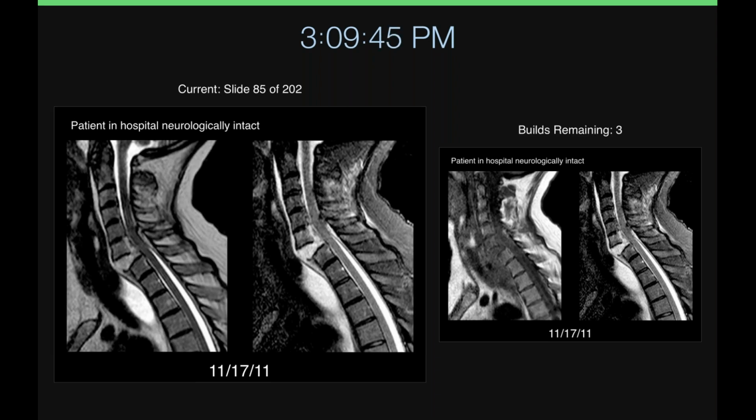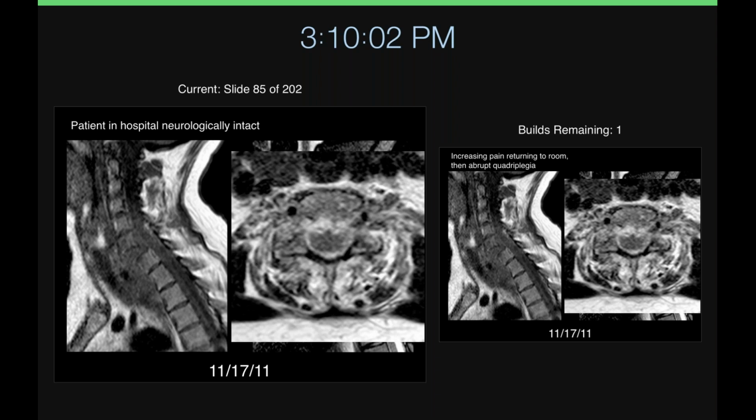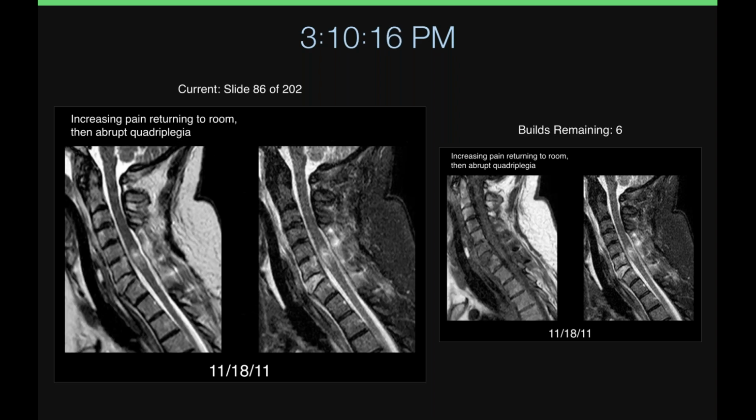Okay. And this was the MR scan done inside the hospital. And at the time the patient went in the scanner, the patient was neurologically intact. Okay, so here we see a very unstable spine. Those are the axial images. Then the patient returned to the bed, and as they were moving the patient onto the bed, they developed quadriplegia.